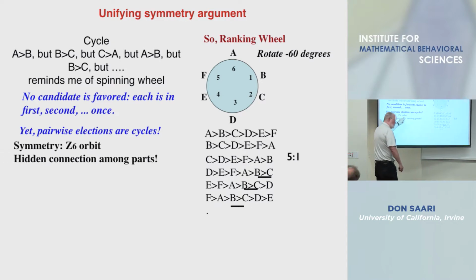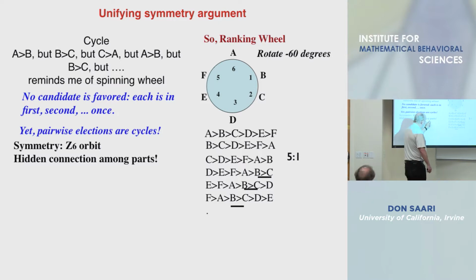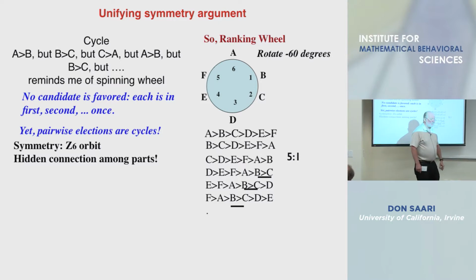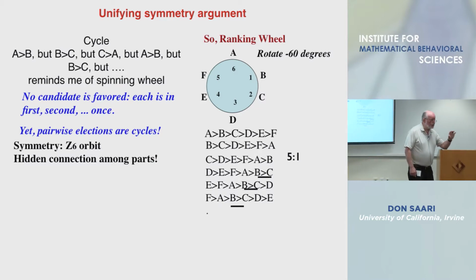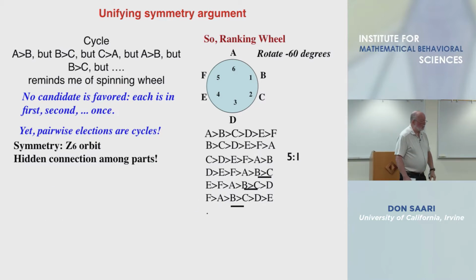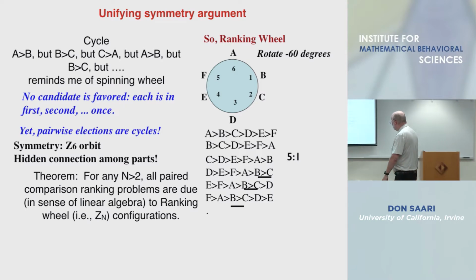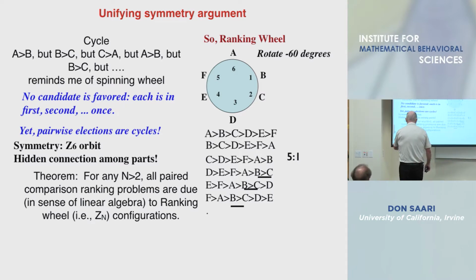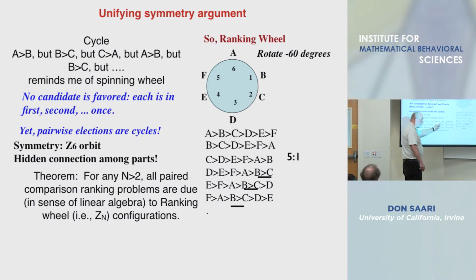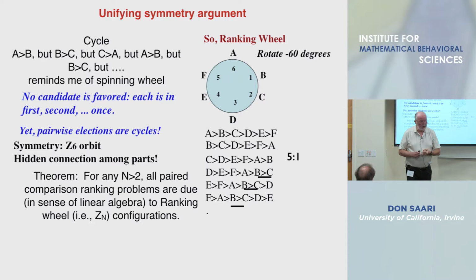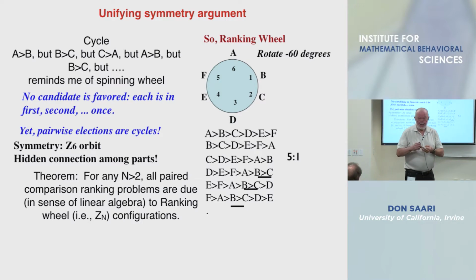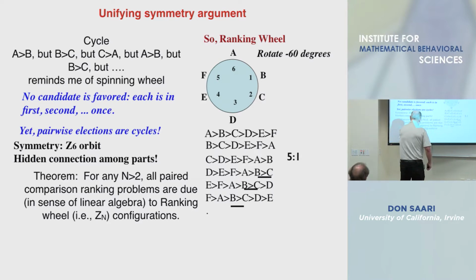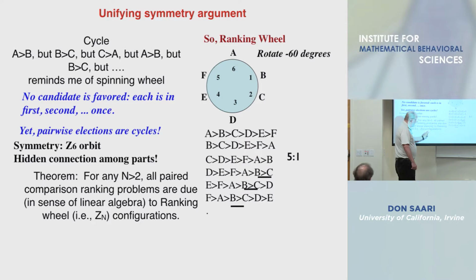So this is called a Z6 orbit from group theory, and it is really a hidden connection among the parts because you wouldn't expect that connection. And in fact, this connection really plays a crucial role in the area. I prove that for any n greater than 2, all possible paired comparison ranking problems, path dependency type issues, cycles type conditions, all of them, are due, in a sense of linear algebra, to ranking wheel configurations.